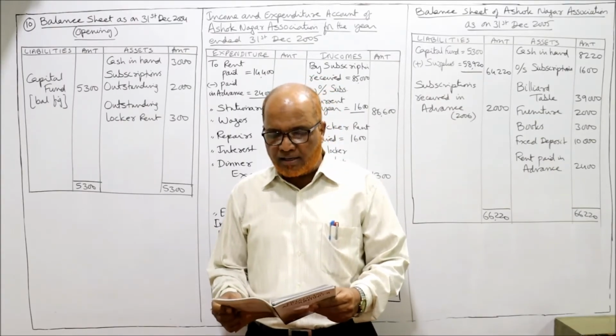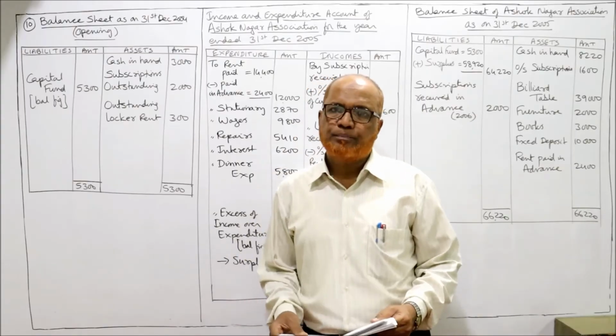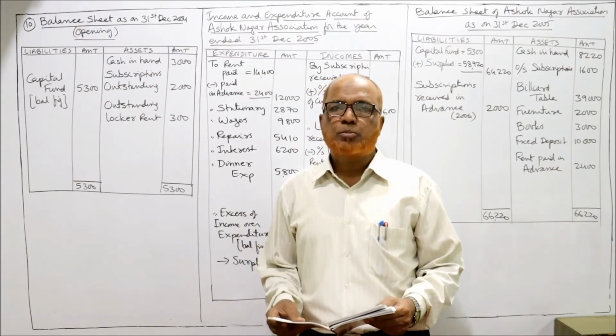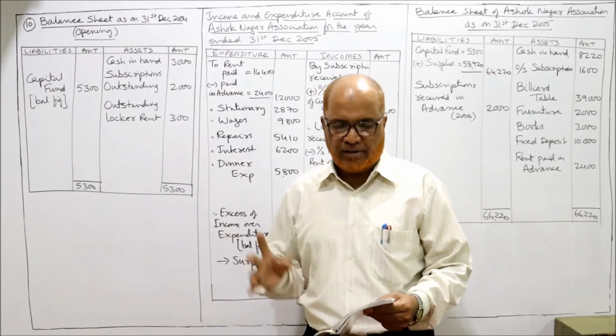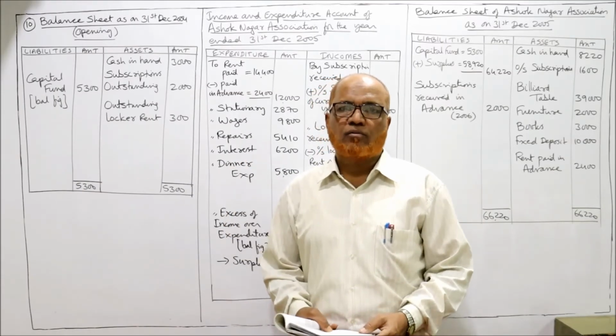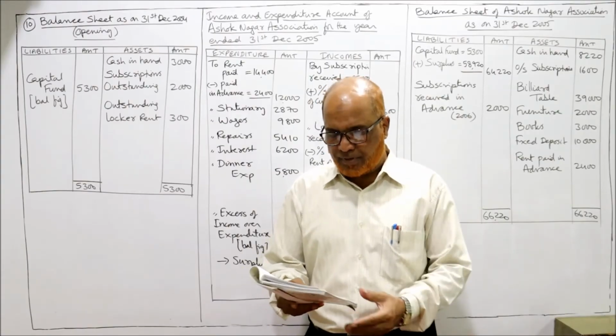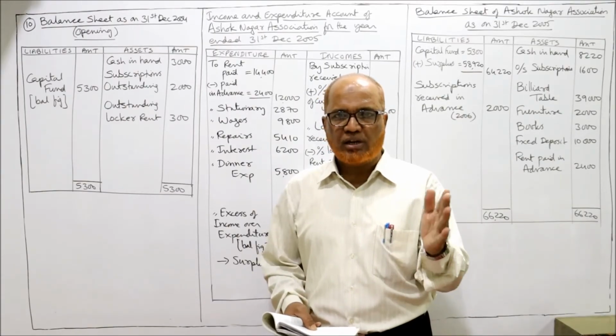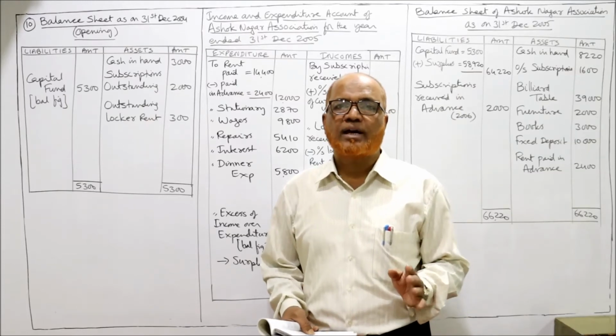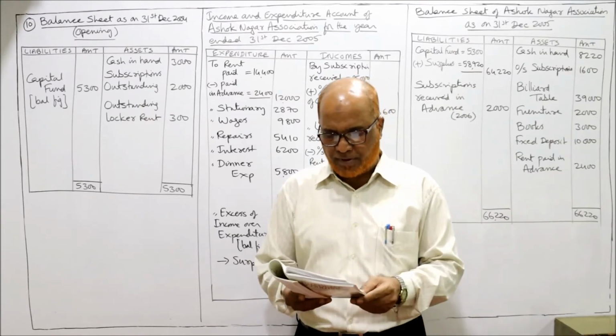Now locker rent, this is also a revenue income. Special subscription for dinner, this is also a revenue income, we will take it on the income side. Now expenditure, what are the revenue expenditures? See carefully. Rent, stationery, wages, all these are revenue expenditure, will take under expenditure.